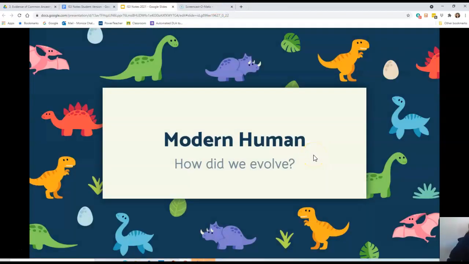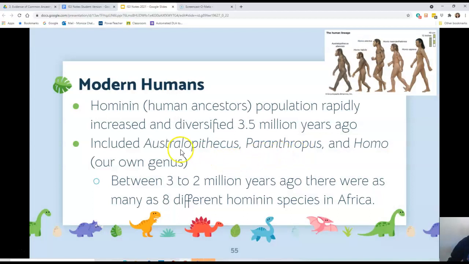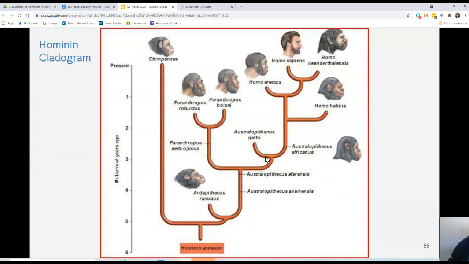Okay, modern humans. How did we evolve? Modern humans are called hominins, which are the human ancestors, and our hominin population rapidly increased and diversified 3.5 million years ago. It included Australopithecus, Paranthropus, and Homo, which is our own genus. Between 3 to 2 million years ago, there were as many as 8 different hominin species in Africa. We now don't have that many, obviously.